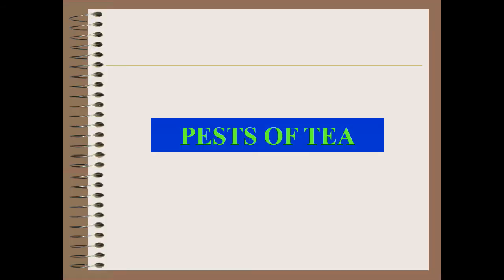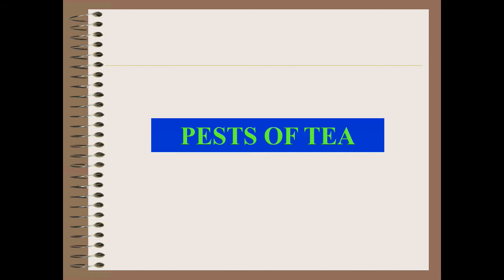Now let's enter the pest topic. The major pests of tea include tea mosquito bug, a number of mites like red spider mite, scarlet mite, purple mite, pink mite, and yellow mite. Next, shot hole borer and sapling borer. These are the major pests, and minor pests include leaf roller, scales, thrips, aphids, and tea jassids.